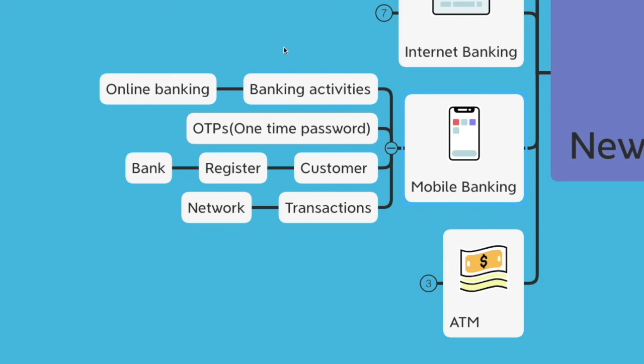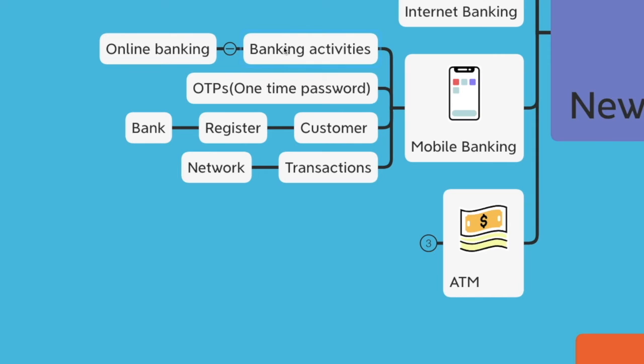Let's move forward. Mobile banking. It's basically performing banking activities through your mobile phones. You get your OTPs there, that is a one time password. When you withdraw a large amount of cash from an ATM, OTP is required. And for other transactions also, you require an OTP. So that is part of the mobile banking services. A customer has to be registered with the bank. The phone number of the customer has to be registered in the bank. And to do the transaction, all you require is a network.